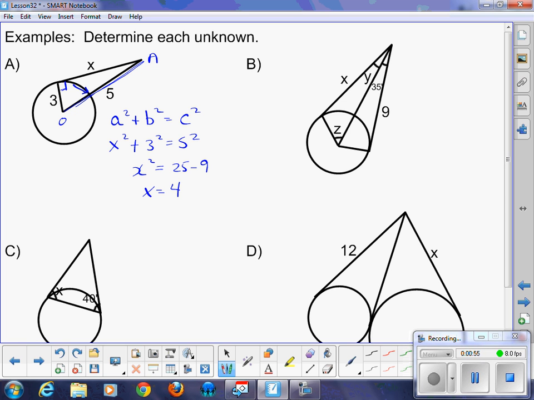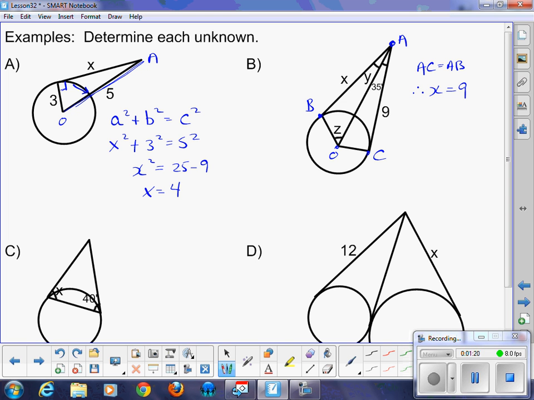Moving along to B part. Here we go, we have a common point for the two tangents. I'll just label them so I can reference them. I'll put the center of the circle. So if we have two tangents passing through a common point, we know that AC has to equal AB. So therefore, the length x will be 9.